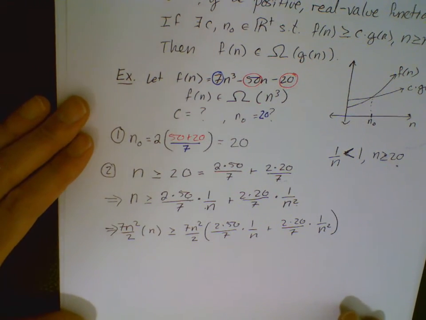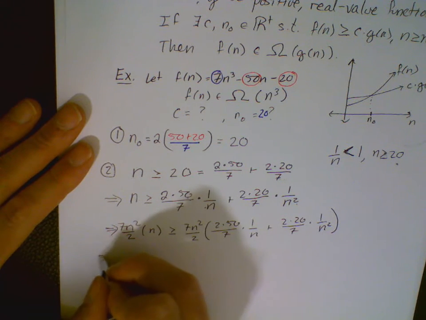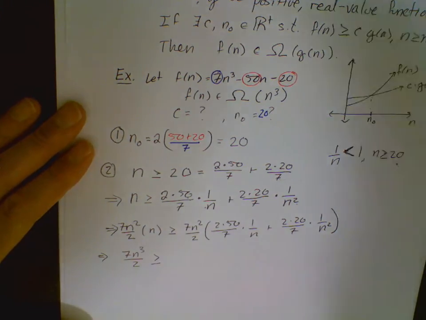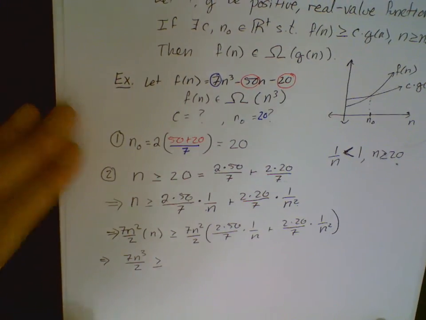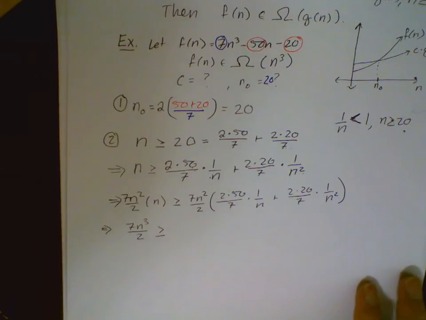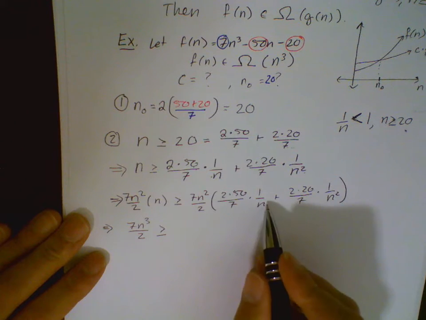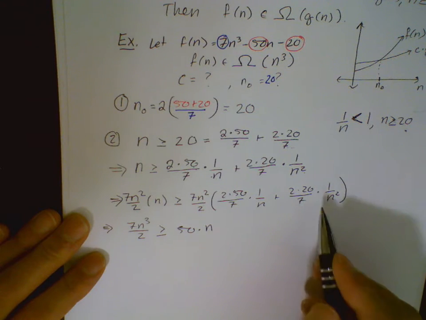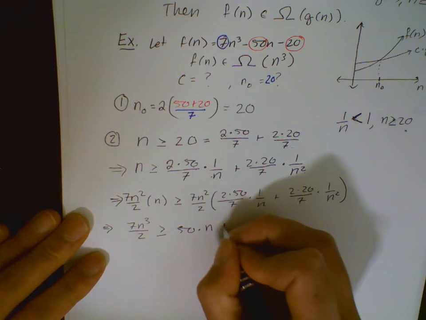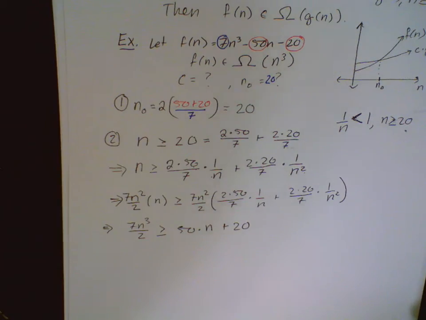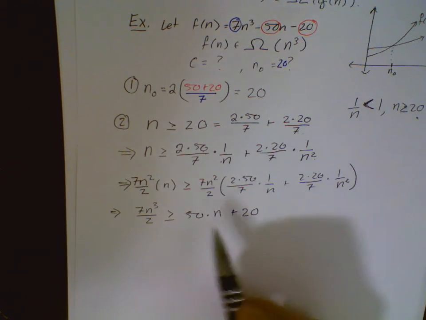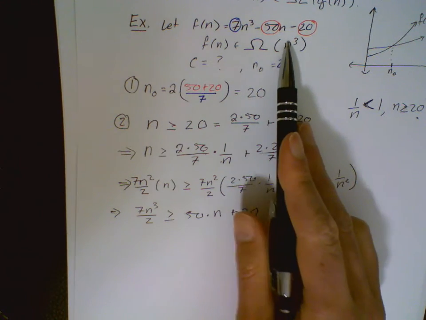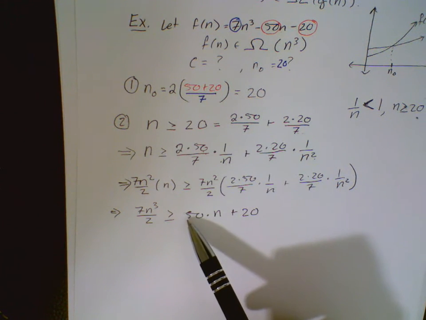Okay. So on the left side of this inequality, we now have 7n cubed over 2. And on the right side, when we divide out the factors of 1, our first term now will be 50 times n, and our second term now will just be 20. So we have 50n plus 20 on the right hand side. You can see on the right hand side we have two terms that look like two terms in f of n, except their signs are positive instead of negative.